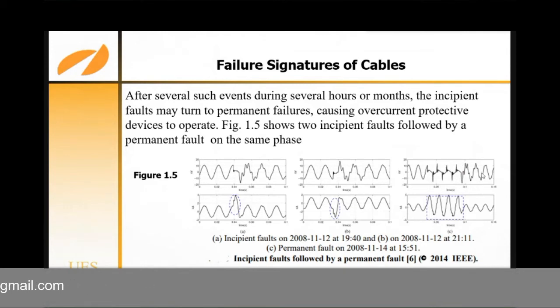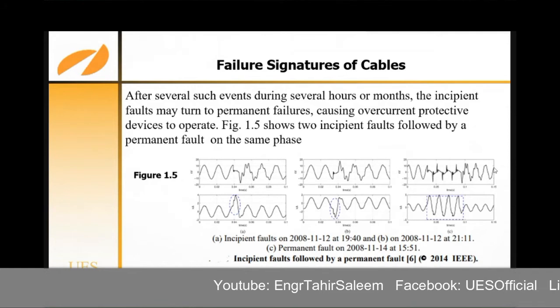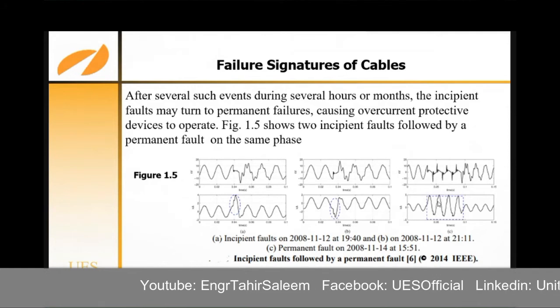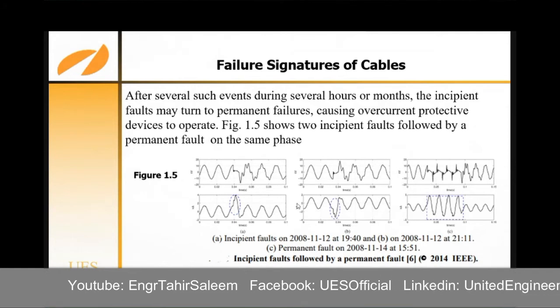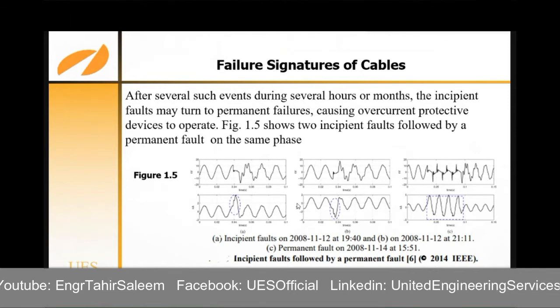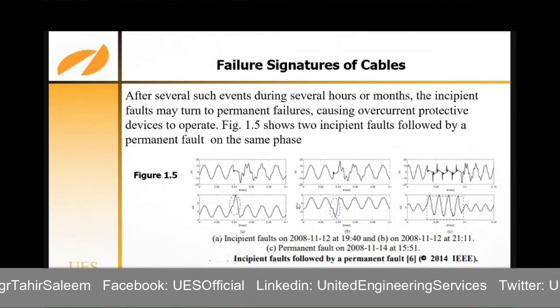Now this is the permanent fault which was led by some incipient fault that occurred just a few days or a few hours or a few months ago. And at the end, due to the permanent fault, the overcurrent protection or any protection device has operated, and now the system has shut down.